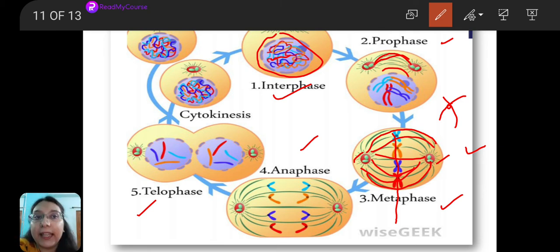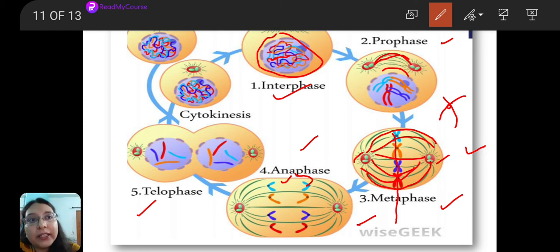Now comes the anaphase. During the anaphase, what are we seeing? We are seeing each chromosome has divided itself into 2 sister chromatids. What are the chromatids? The chromatids are the 2 identical arms of a chromosome. Okay. So the one chromosome has divided itself. See, the chromosomes have started dividing. The chromosomes have divided themselves into equal parts, that is the chromatids.